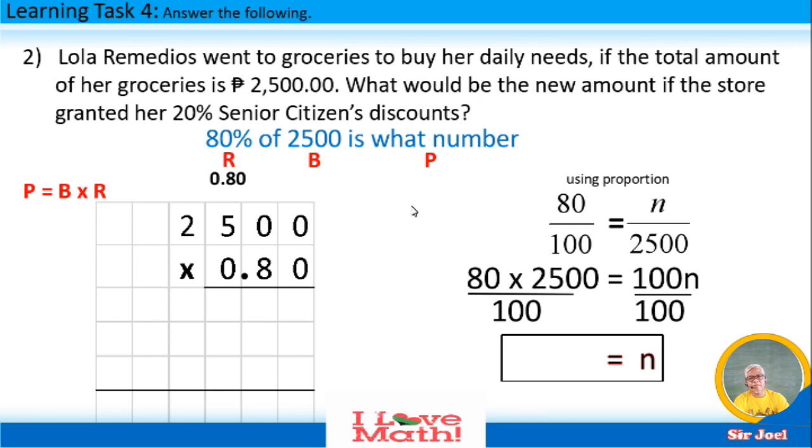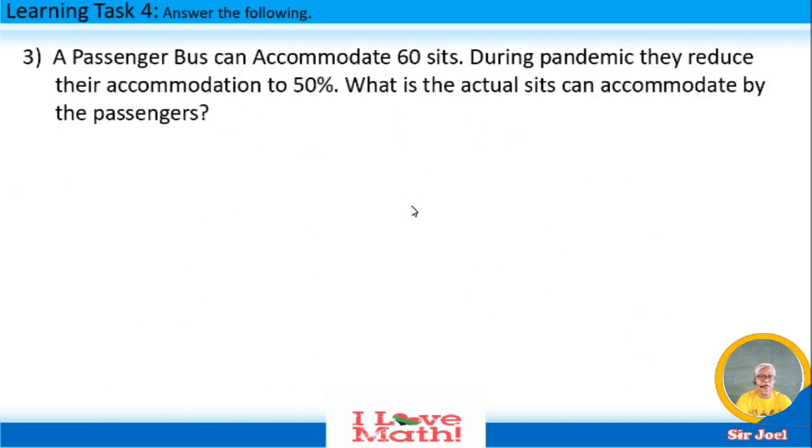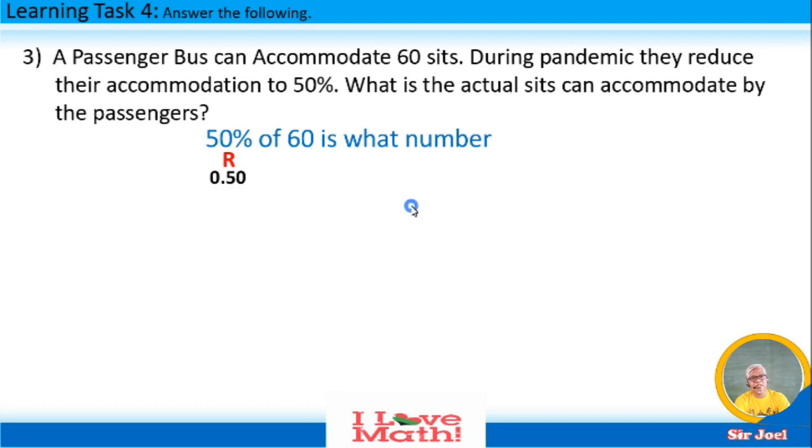Next, problem number 3. A passenger bus can accommodate 60 seats. During pandemic, they reduced their accommodation to 50%. What is the actual seats can accommodate by the passengers? So, kung isi-simplify natin ito, it is simply 50% of 60 is what number? Kagaya kanina, ang rate ay 50% dahil meron tayong percent sign or symbol. 60 ang base. Oh, by the way, 50% is 0.50. Then 60 ang base. And what number is the percentage?